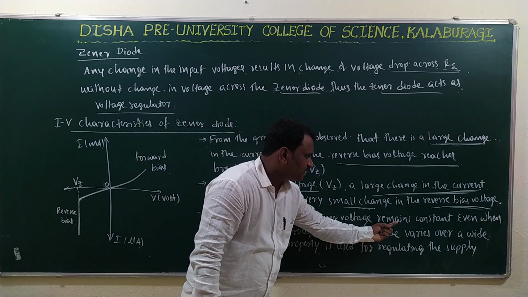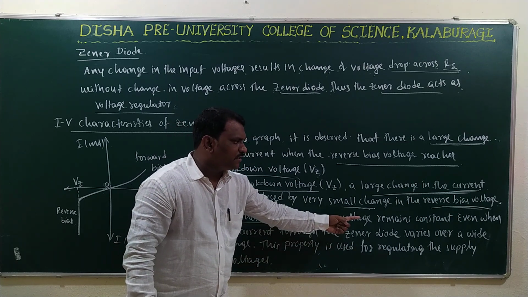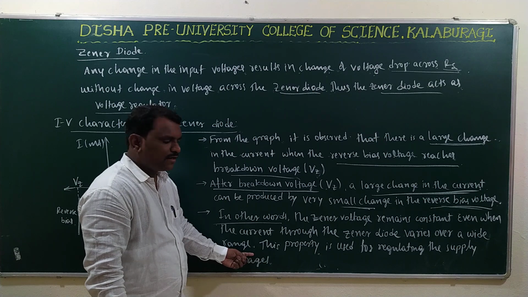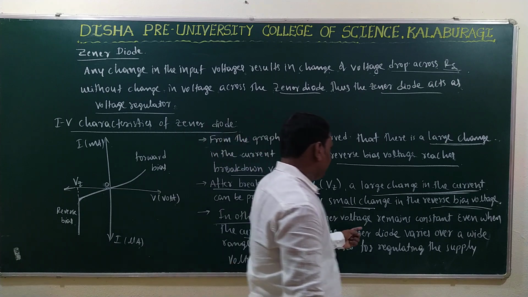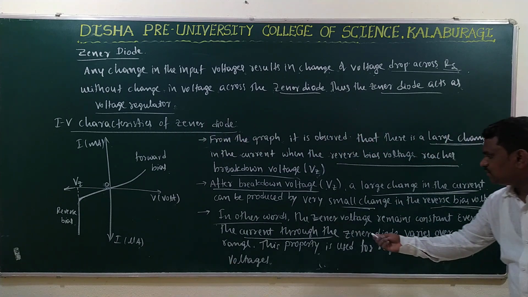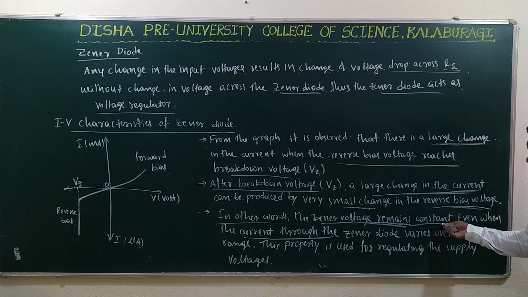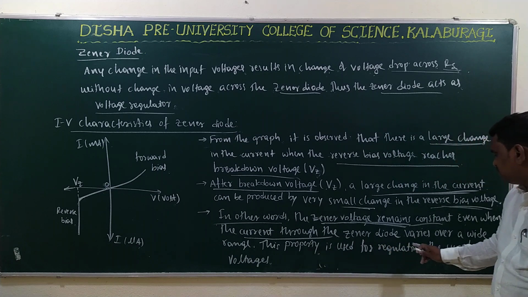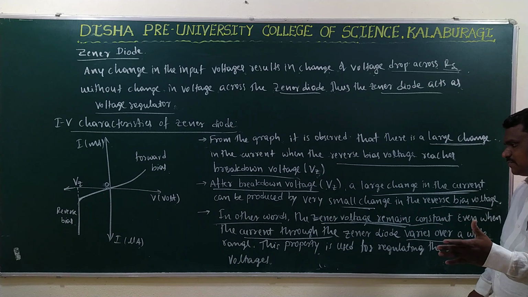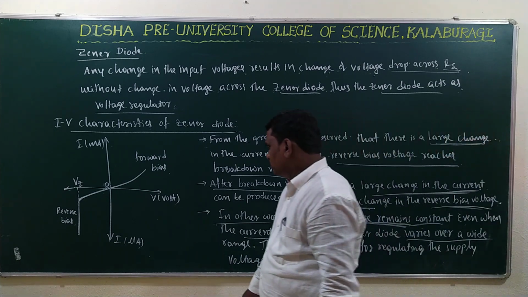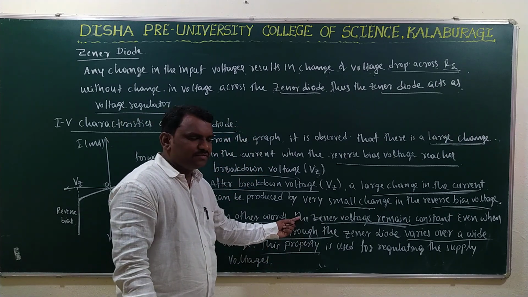The Zener voltage remains constant even when the current through the Zener diode varies over a wider range, right? Even when the current increases to a larger range, the Zener voltage remains constant. However much the current increases, there is no variation in the voltage, meaning the voltage remains constant. This is the property of the Zener diode.